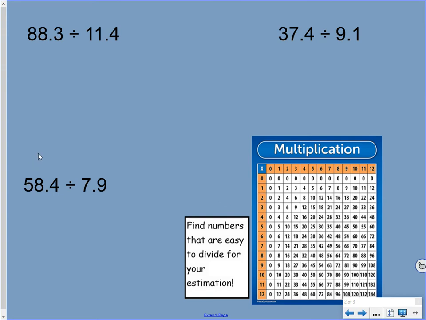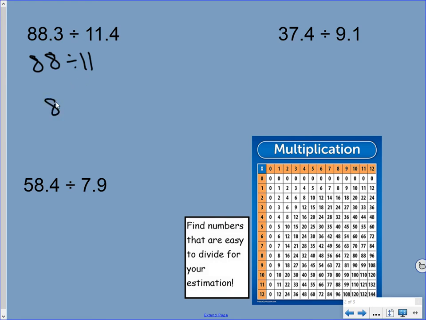Let's go back to our estimation with division. Here we have 88 and 3/10 divided by 11 and 4/10. Well, if I'm thinking about how I would normally round these two numbers, I would say this would be an 88 and this would be an 11.